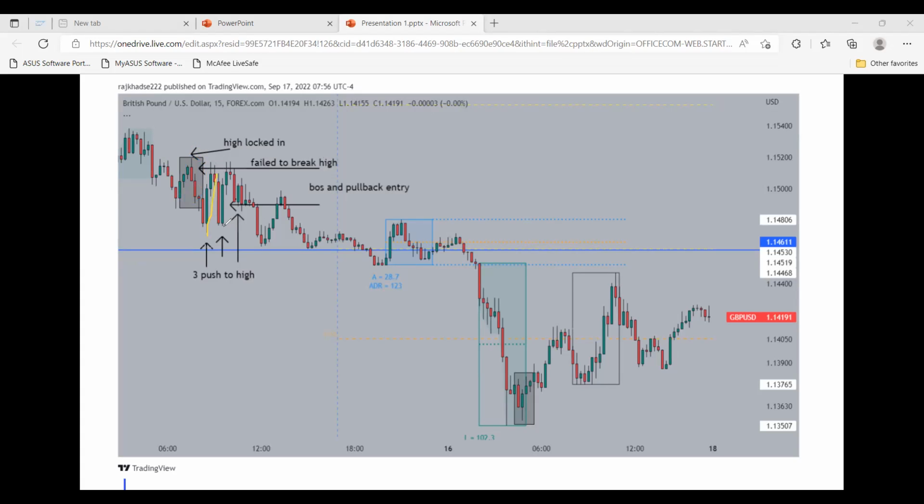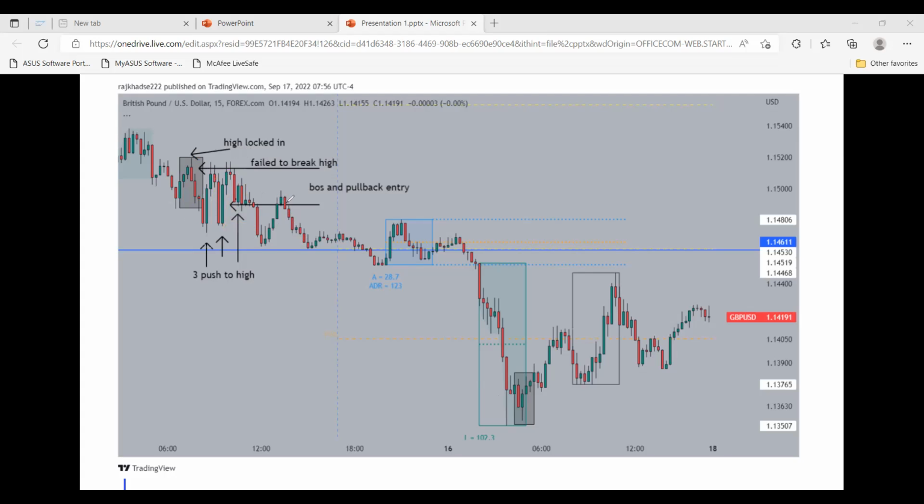One push, two push to the upside, fail to break the high, leaves the wick behind, immediate pullback. Again third push to the high, but didn't make it to the previous level also, and came down, broke the structure, pullback, entry. Leave this. So your entry would be after counting the three pushes to the high.